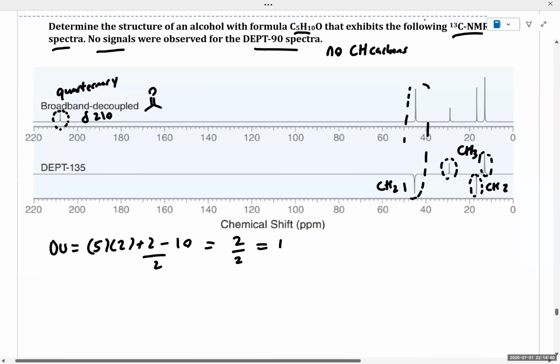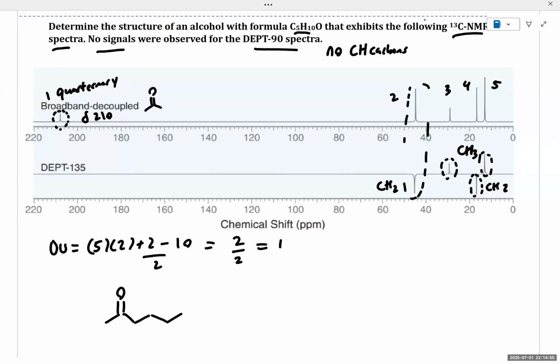So in this case, what this tells us is we have 5 carbons, and we have 1, 2, 3, 4, 5 unique signals. So we have 5 unique carbons. So we have a carbonyl group, and then we have 5 unique carbons. So here are some possibilities in terms of how we arrange the carbonyl group.